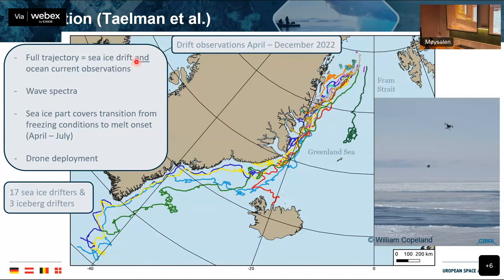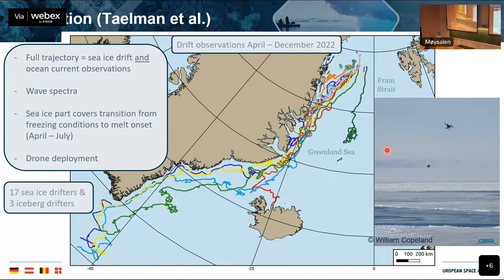And then once they've fallen into the water, we have both the ice drift and then the ocean current observations. You can see many of them went all the way down past the southern tip of Greenland, and one of them ended up in Iceland, and it's going to be redeployed next week. It's come back. And these also provide wave spectra, so we can actually look at how the wave spectra are across the sea ice region. And they cover the transition from the freezing conditions to the melt onset.